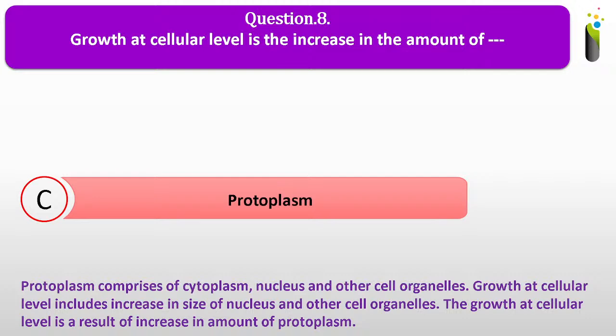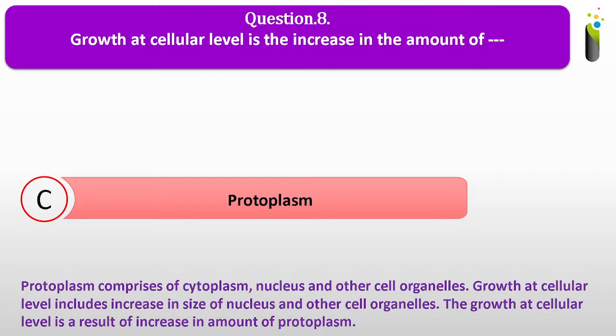Okay, protoplasm comprises of what? Cytoplasm, nucleus and other cell organelles. So growth at cellular level includes increase in the size of the nucleus and other cell organelles. So the growth at the cellular level is a result of what? Increase in the amount of protoplasm. Friends, remember, the increase in the protoplasm can occur only if the rate of anabolism is much more than the rate of catabolism.